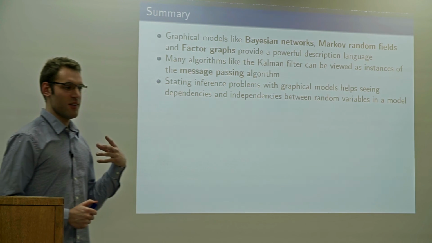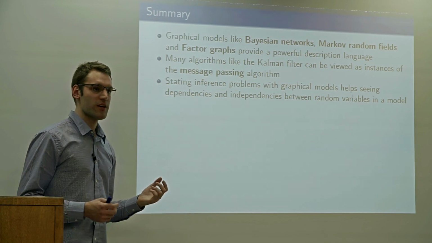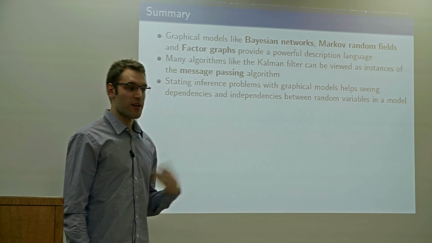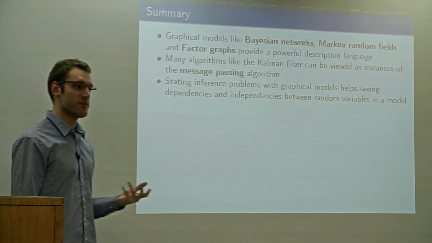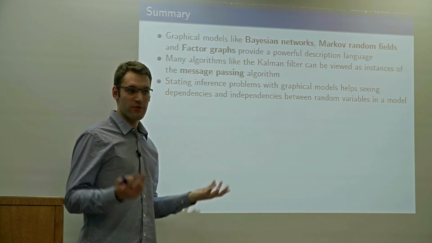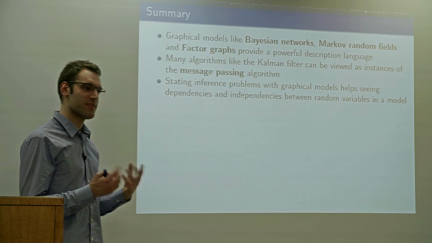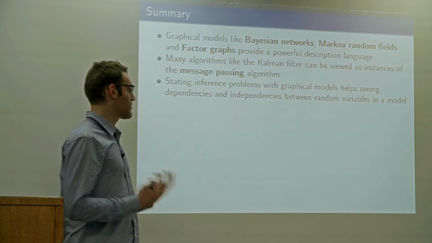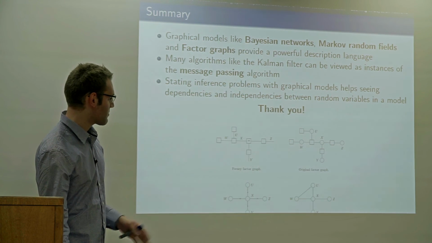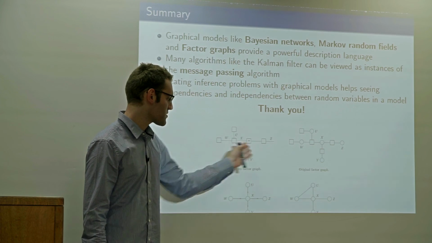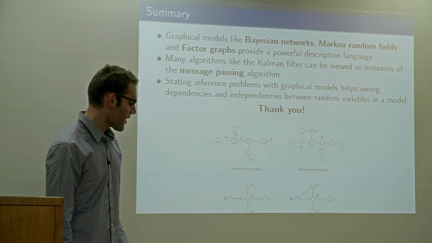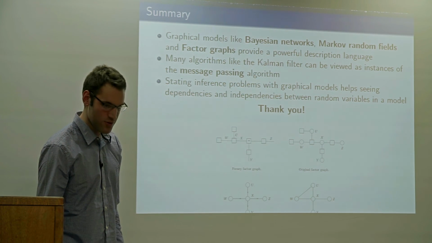I showed you the sum product message passing, belief propagation, which can be used for instance as a Kalman filter, to see the Kalman filter as sum product message passing. And also, when we state our inference problem with graphical models, we really can see the structure, and this really helps in solving problems. So that's about it. These are again the recapitulation: the Forney-style vector graph, the original vector graph, Bayes network, and Markov random fields.